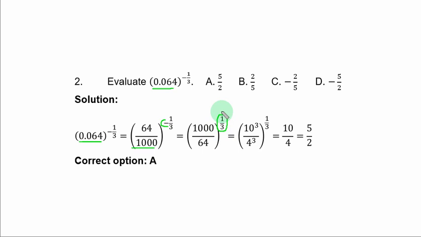To do that easily without calculator, you can express 1000 such that the power is 3 to take care of cube root. You do that for both 1000 and 64. So you have 10 cube over 4 cube to the power of 1 over 3. So if you factor out this power of 3 from the numerator and denominator, when it multiplies 1 over 3, you are left with 1. So you have 10 over 4, which reduces to 5 over 2. A is the correct option.